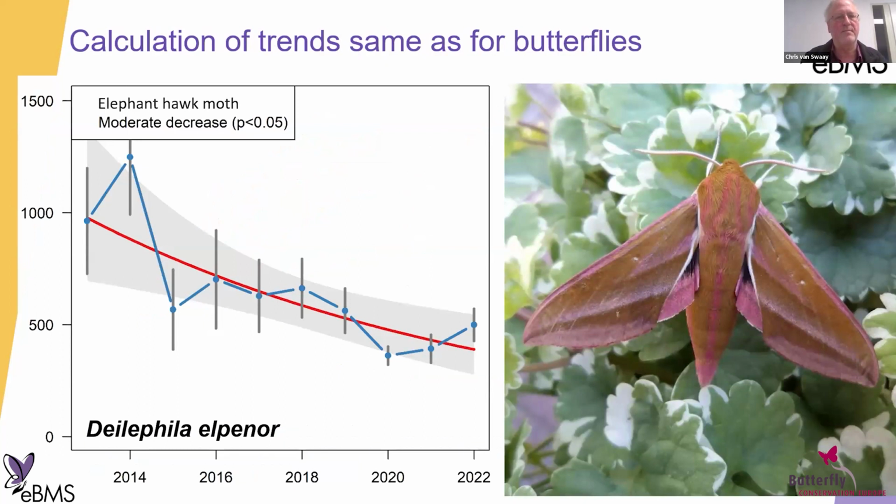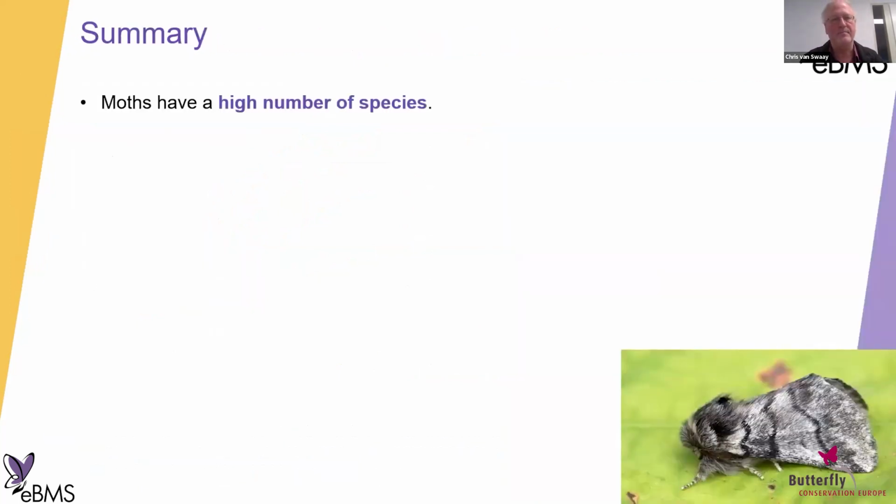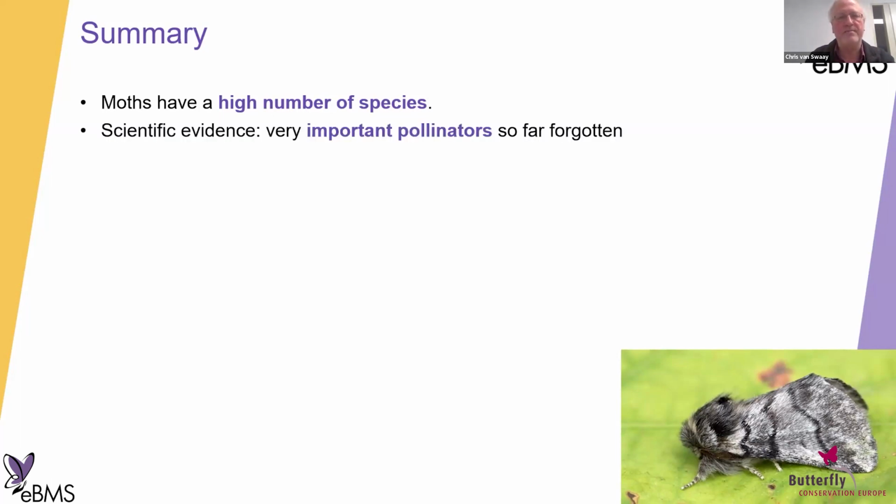In this case, for example, a declining moth, which is a very popular species. And you can see that at least in the numbers, in the Netherlands, the numbers are going down. I don't know if I mentioned that moths have a high number of species. Like I said, even in the Netherlands, we have 2,400 species, 800 of them being macro moths. So it's much, much more than the butterflies.